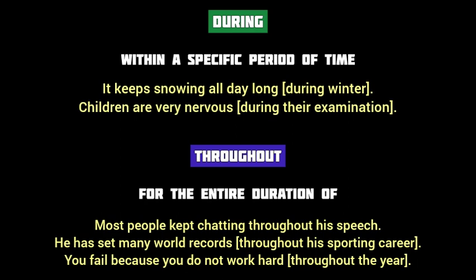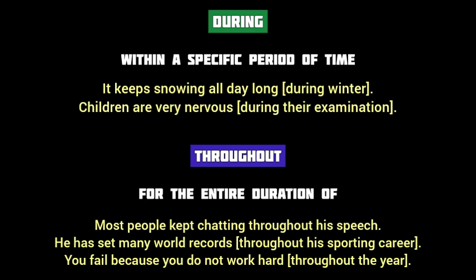In the sentence, children are very nervous during their examination, the preposition during means within the specific time frame of their examination. In other words, children are not nervous before or after their examination. Throughout is also used as a preposition of time. It means for the entire duration of some event or activity from start to finish.